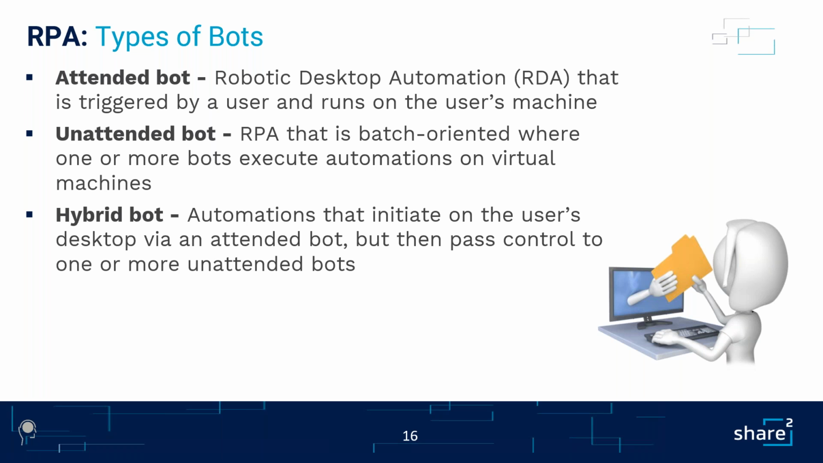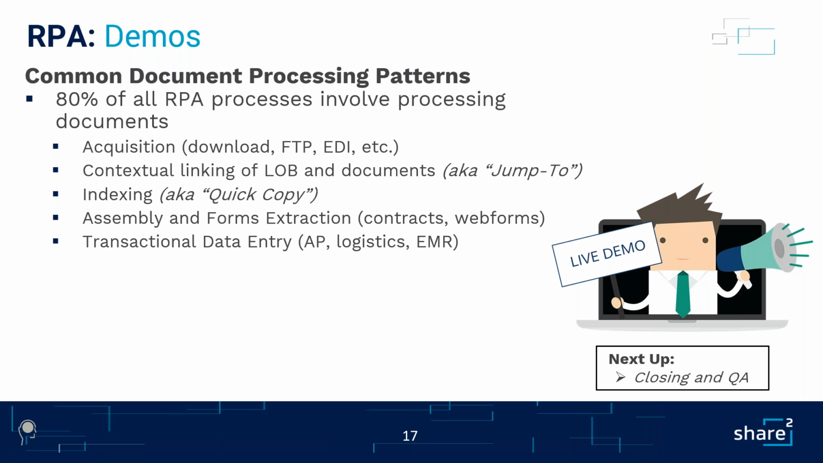Next slide, please. So having done RPA for the last 17 years, you can imagine that we have seen a number of common patterns that have emerged, especially with regard to document management. And one of the things that I've observed is about 80% of all the RPA processes that I've been involved with either originate or terminate with a document. So we're talking about pretty document-centric processes here that are good candidates for RPA. And out of those 80%, these are the 5 most common patterns that we've seen.